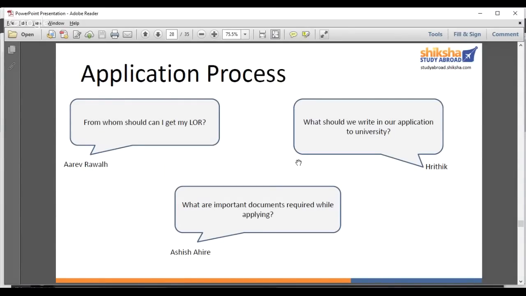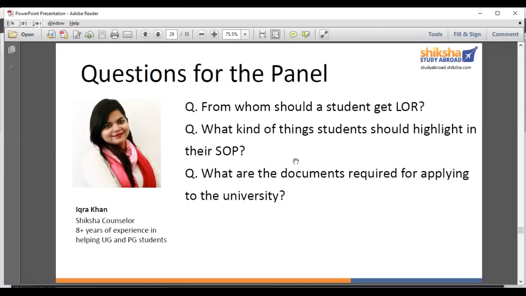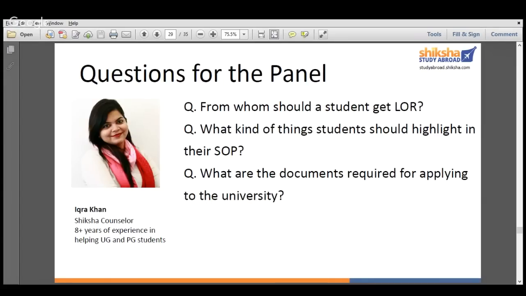Okay, so moving on to the next set of topics, we have questions related to the application process. Writing the SOP, the statement of purpose, and getting the letters of recommendation are an important part of the entire process. And students have doubts on those things. Let me start with Ikra on these questions. Ikra, first question to you. Students are confused about whom they should approach to get a letter of recommendation. What would you advise them?